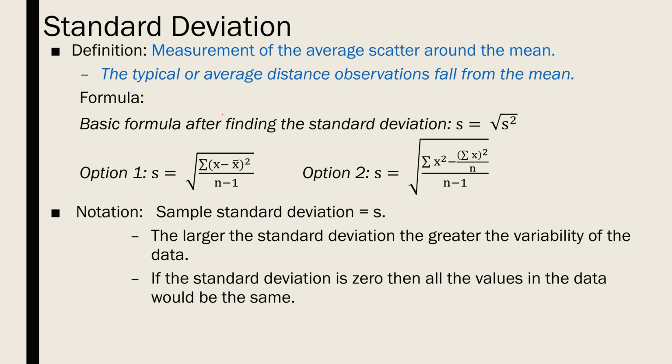The formula is very similar. It just equals the square root of s squared. So this is option 1, and this is option 2. It is very similar to what we saw on the last page. Sample standard deviation is denoted by s here. The larger the standard deviation is, the greater the variability of the data is. If the standard deviation is 0, then all the values in the data will be the same.